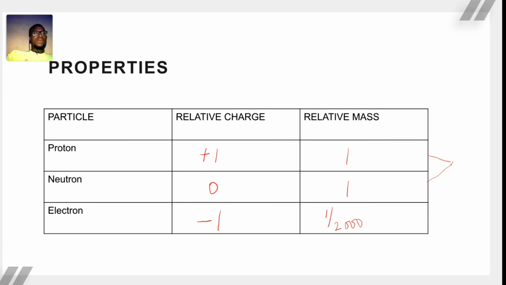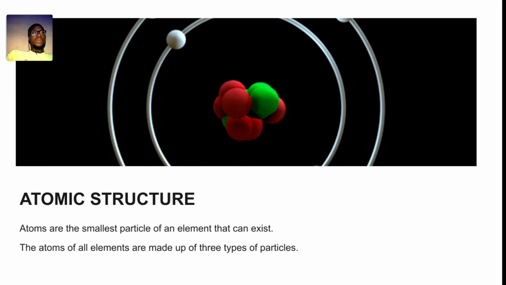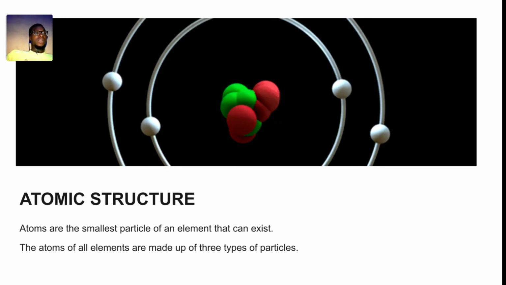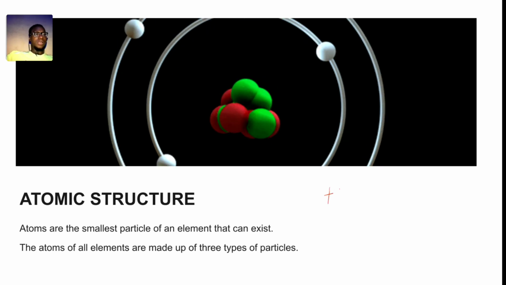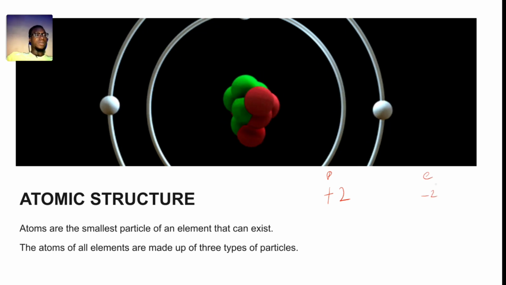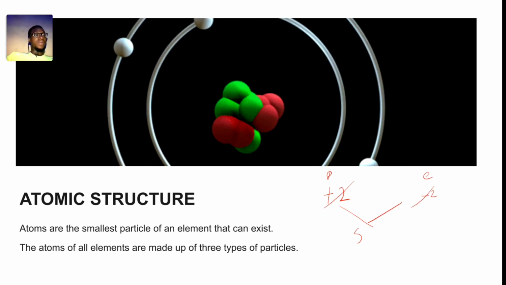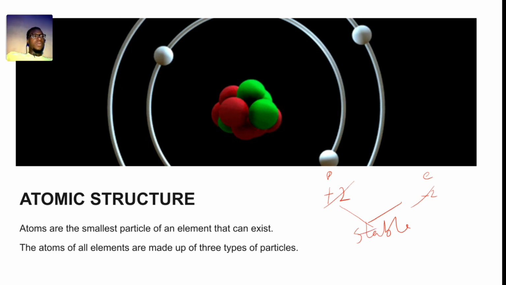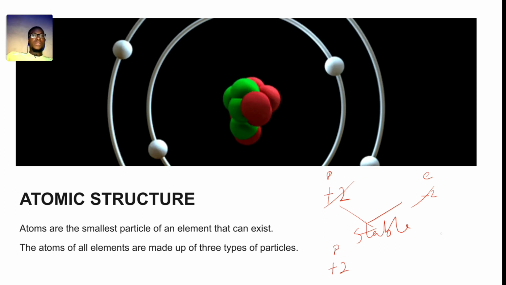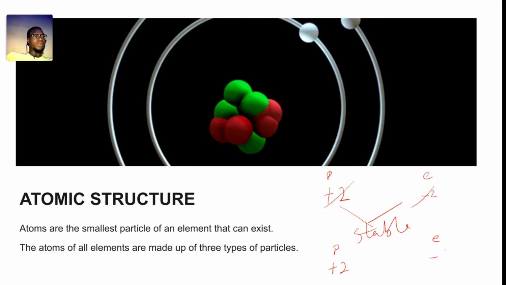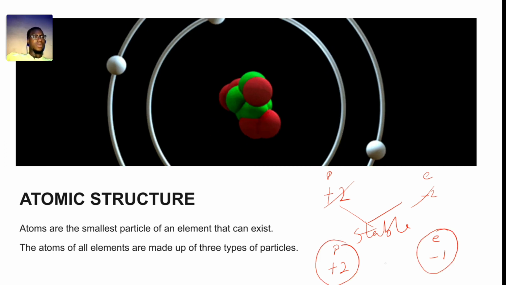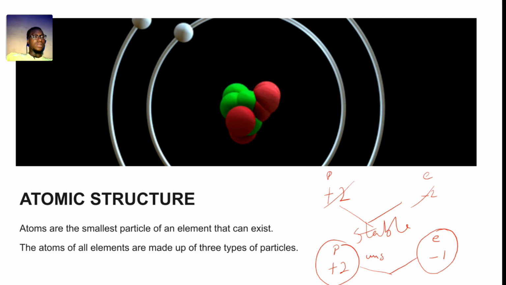If an atom is stable, that means it has equal number of protons and electrons. So let's say it has two protons, that's positive 2. Let us have that as P. Then electrons, it has 2 electrons. They cancel each other out. Now the atom is stable. But when we're just picking numbers here, let's say we have 2 protons in the nucleus and electrons, we have just 1. These will not cancel each other out, so we can say it's unstable.